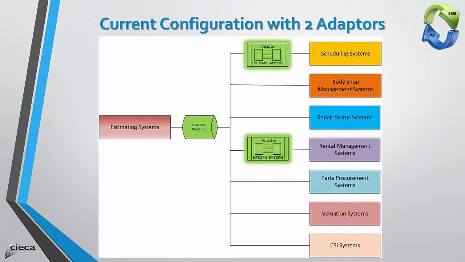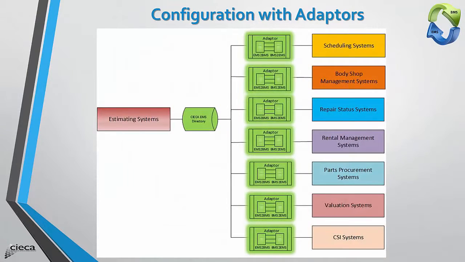Now, a second information provider decides to implement the BMS, for example, rental management. The same thing occurs. Now, these two applications are completely BMS enabled. Both the scheduling and the rental management systems can communicate in full BMS mode. The same process is repeated until all applications are BMS enabled.